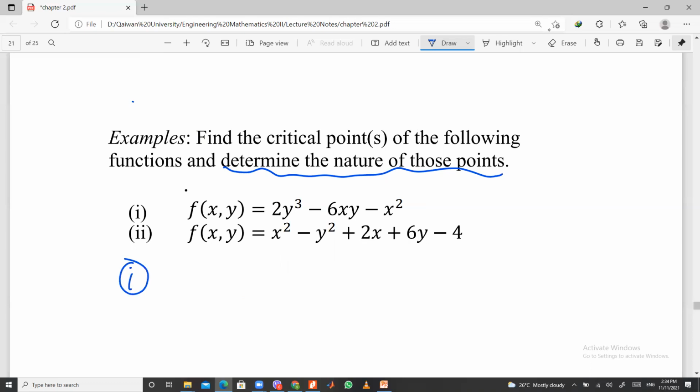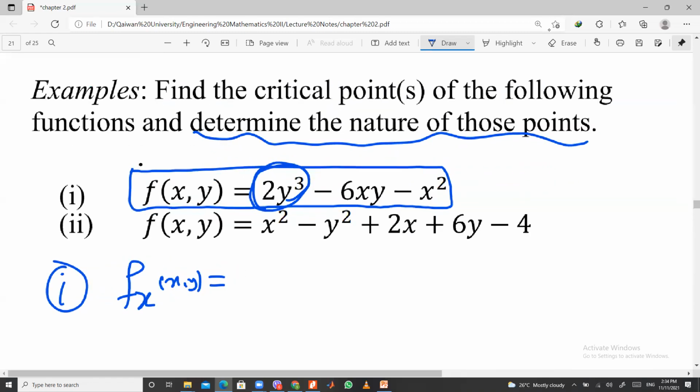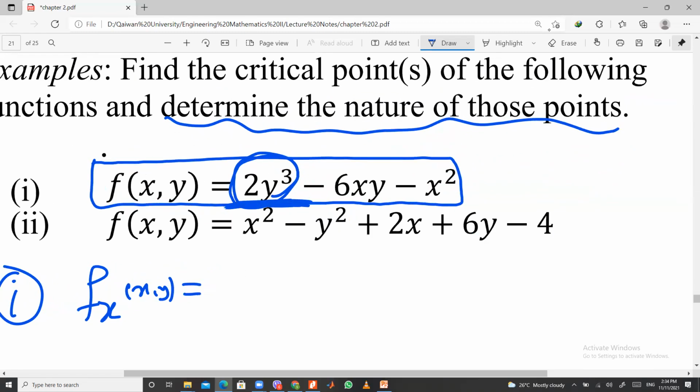For the first one, for I, we should find f sub x first. What's f sub x? For f of xy equal to 2y cubed minus 6xy minus y minus x squared, f sub x means finding the partial derivative of the function with respect to x. It equals, this term is zero. This term is zero. Here, in this term, we have no x, that means its derivative with respect to x is zero. For this one, the derivative of this term with respect to x is minus 6y. Then the derivative of this term with respect to x is minus 2x. This is f sub x.